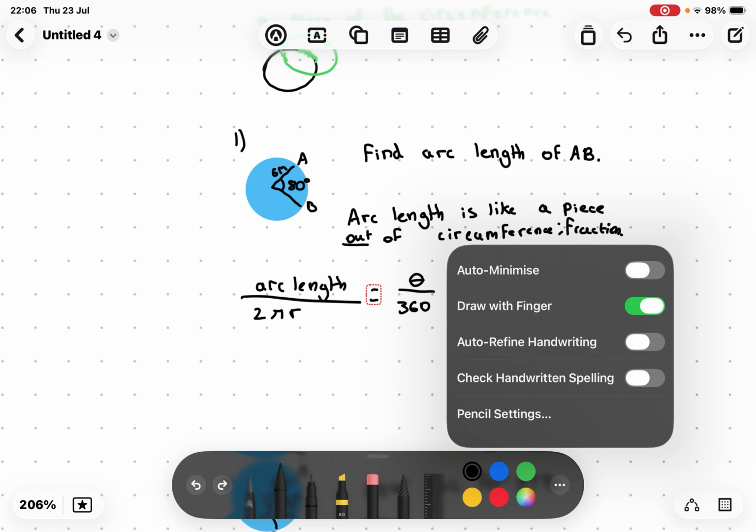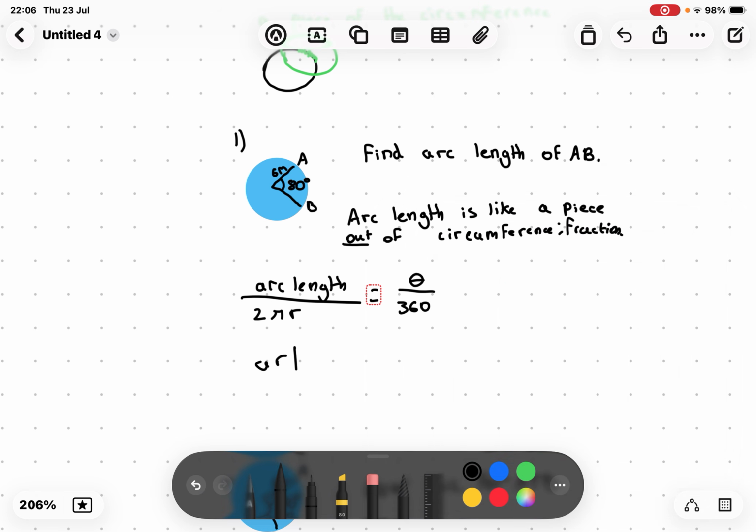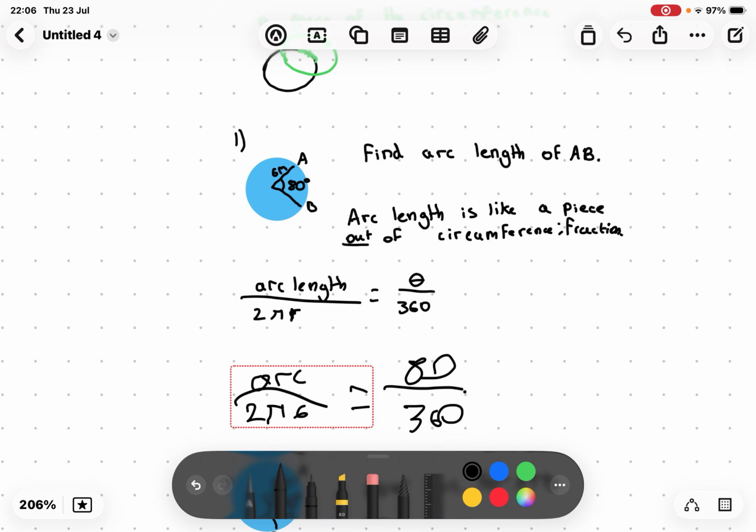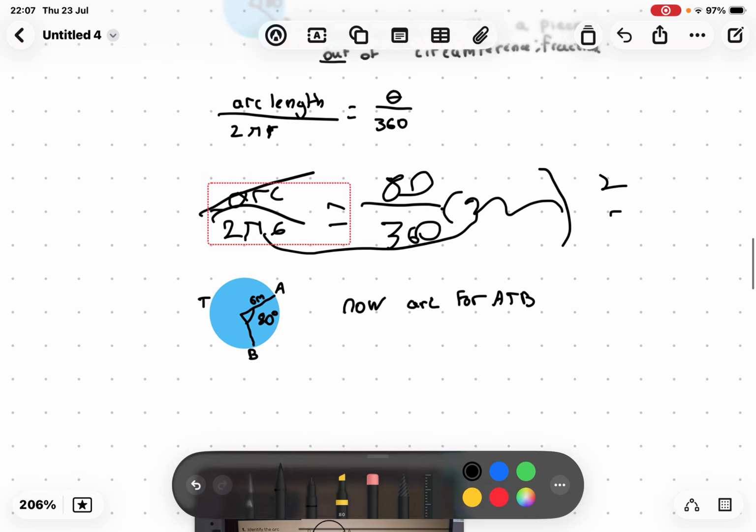However, we do know everything else. For example, over here we can put the radius, which is 6. So arc over 2 pi 6 equals 80 over 360, and then we can rearrange, and we're going to get the answer for arc length.